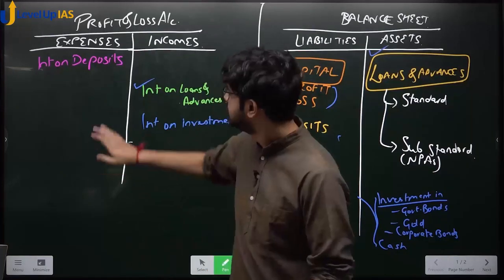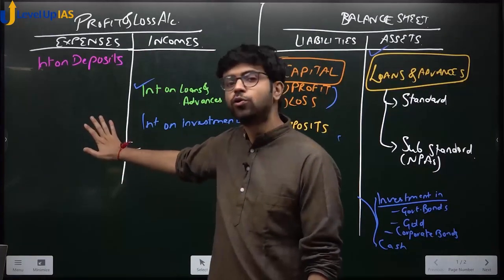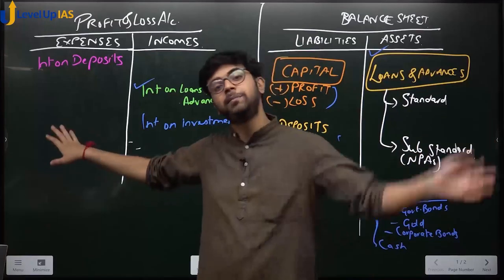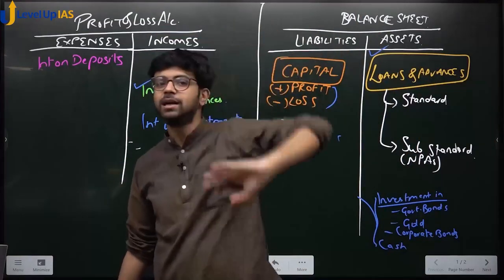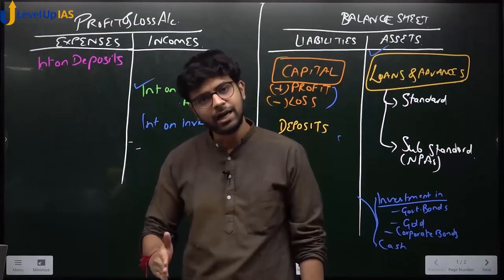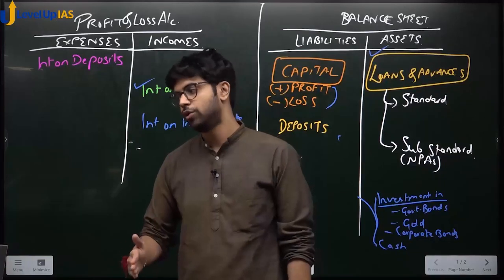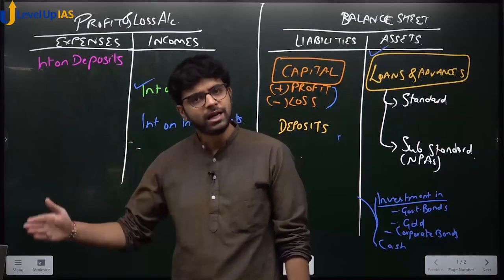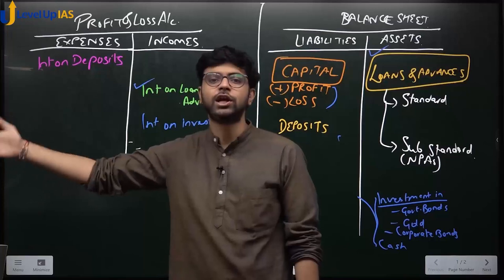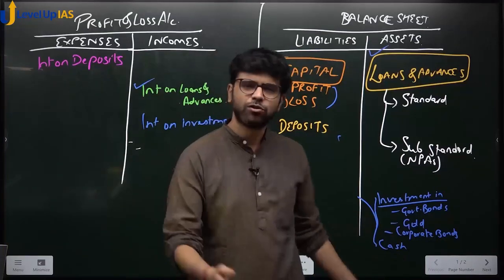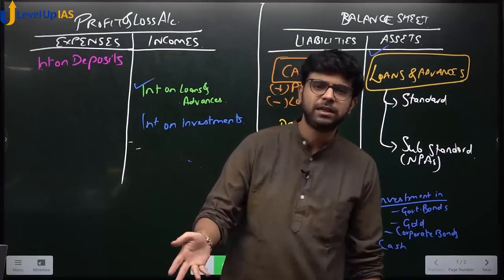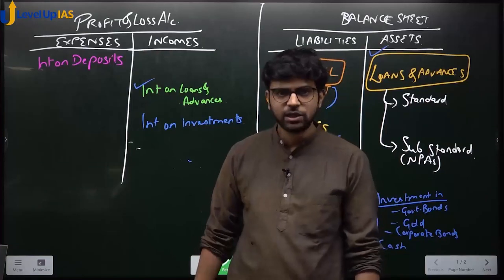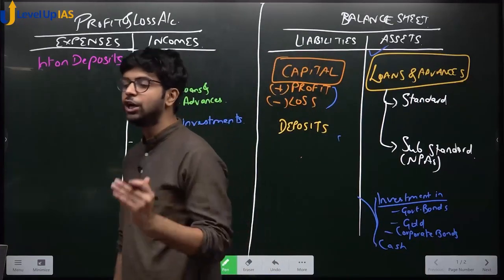you start taking hits here, dheere dheere. You don't write off the entire 100 after it became an NPA. What you do is start writing 10 today, 20 tomorrow, 25, then again write 10. Aisa dheere dheere, every year you start writing it off. Because he is repaying thoda sa, sometimes he repays, sometimes he doesn't repay. Right? So you start writing it off little by little.